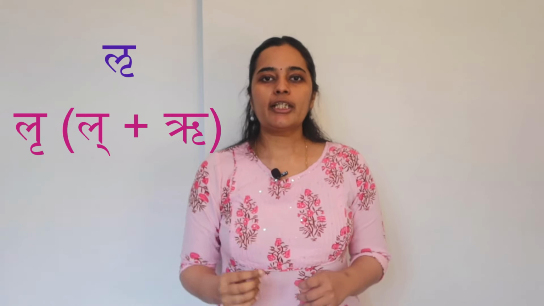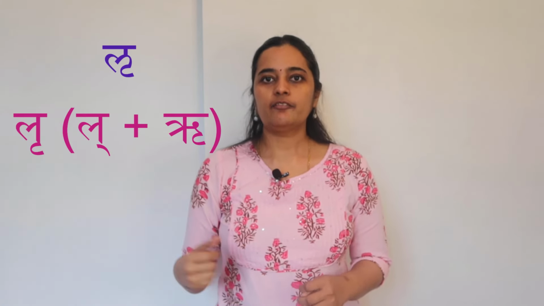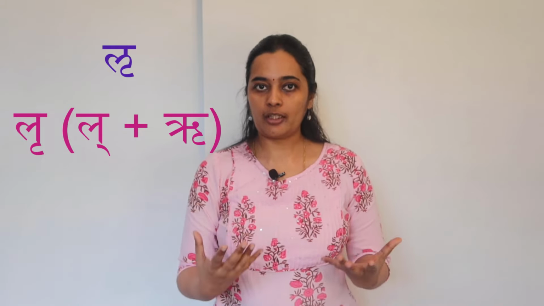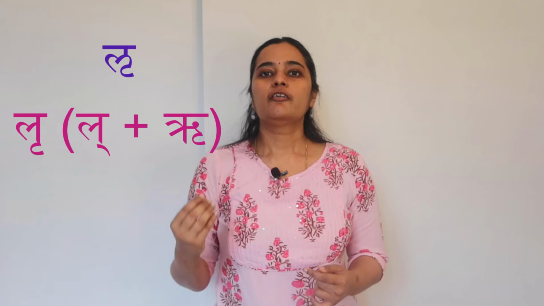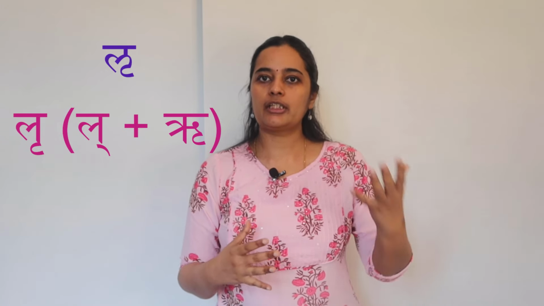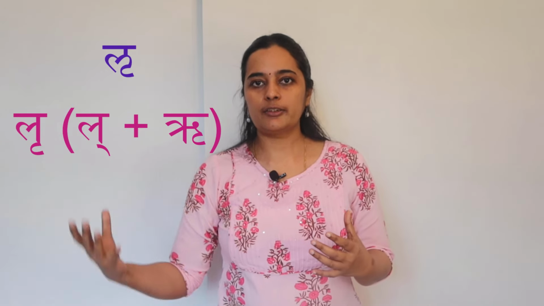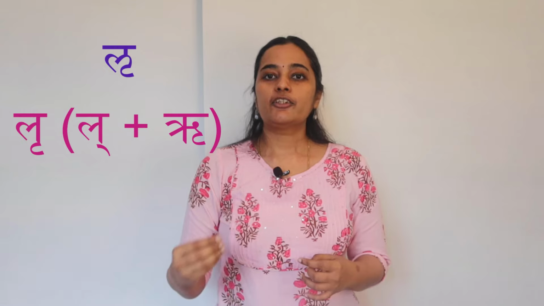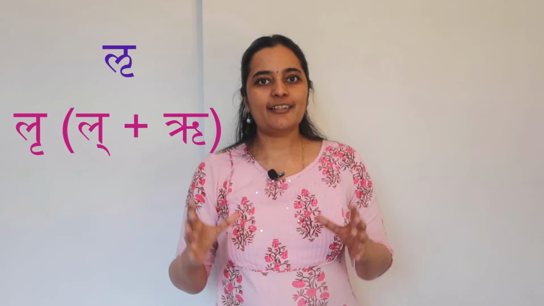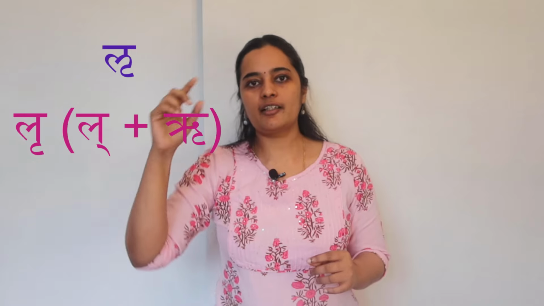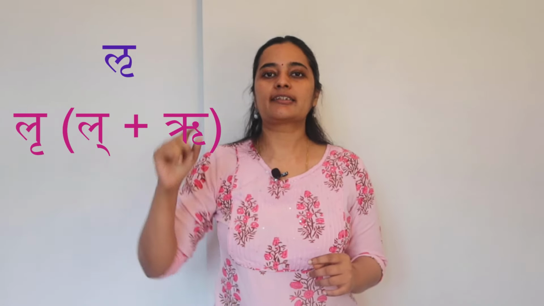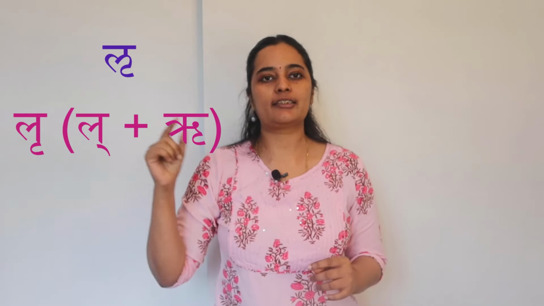Also, if you look at the letter L, which is a vowel, a swara, and if you look at the consonant L plus the vowel R, then you will be able to make out the slight difference even in the script. The L is curvy, whereas the R has a straight line and below that there is the R matra.